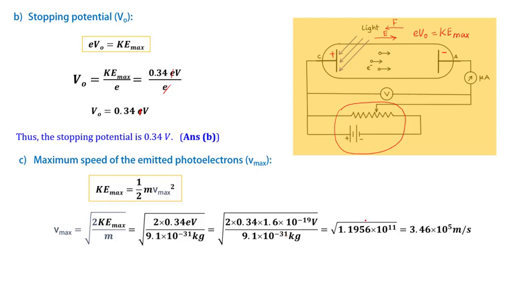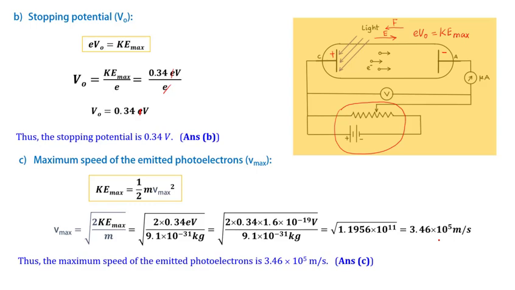We do the calculation, and we get v max to be equal to 3.46 into 10 to the power 5 meter per second. Thus, the maximum speed of the emitted photoelectrons is 3.46 into 10 to the power 5 meter per second. This is the answer to part C.